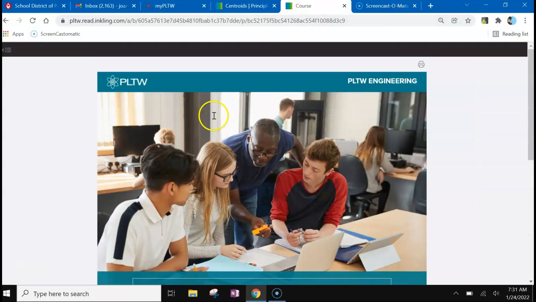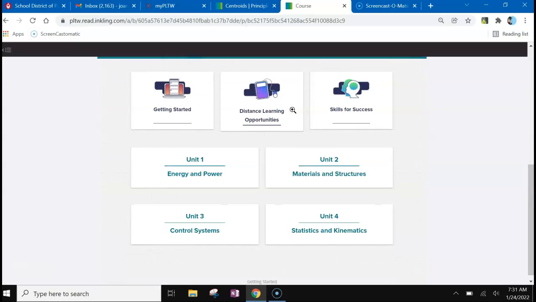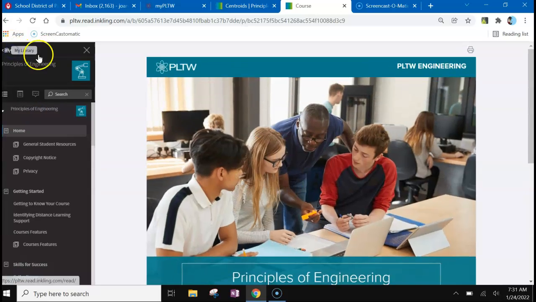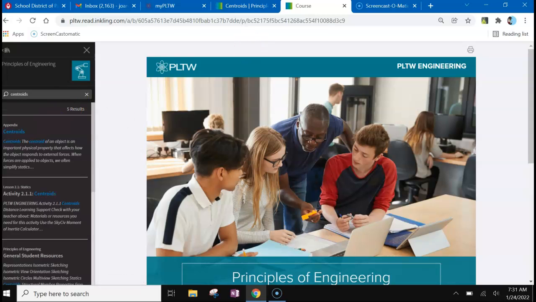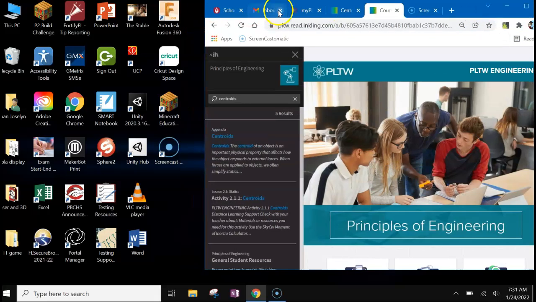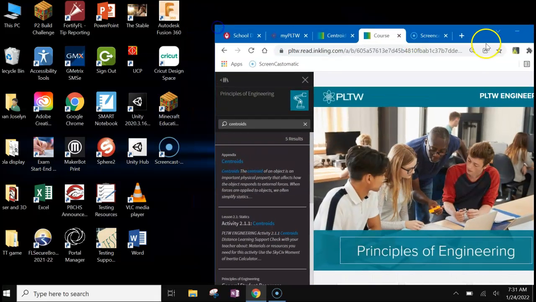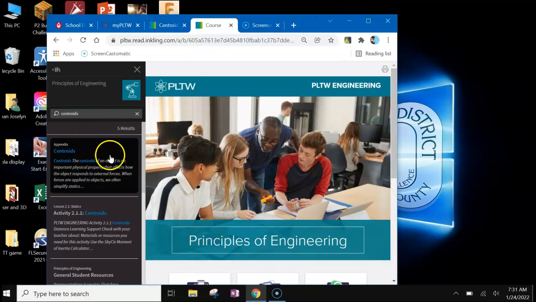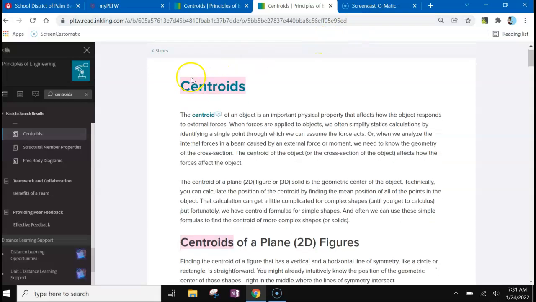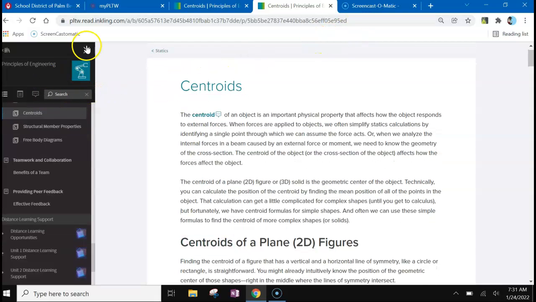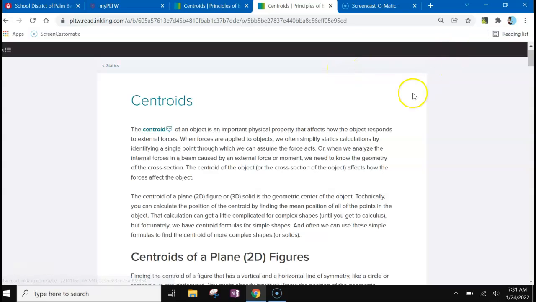Log into My Project Lead the Way, go to your course, Principles of Engineering. You'll get the main page. Come over to the side here. It pops up the search bar and just type in Centroids. Once you see that, you can click on the one that pops up. So this one right here, regular Centroids, the appendix, not the lesson. It'll be highlighted until you X this over here, X that over there, and there we go.